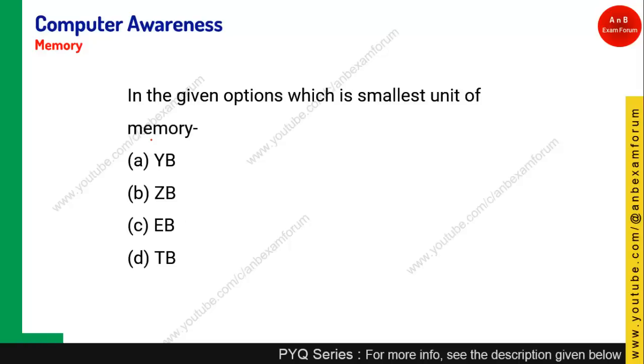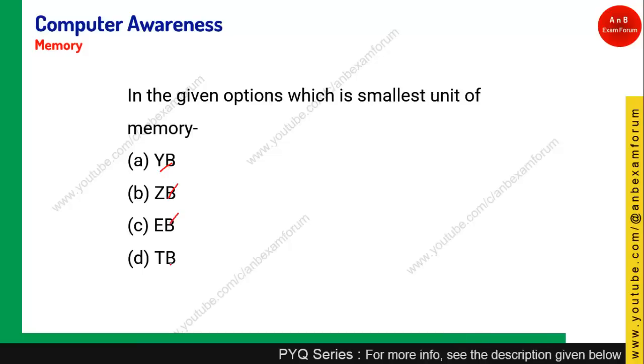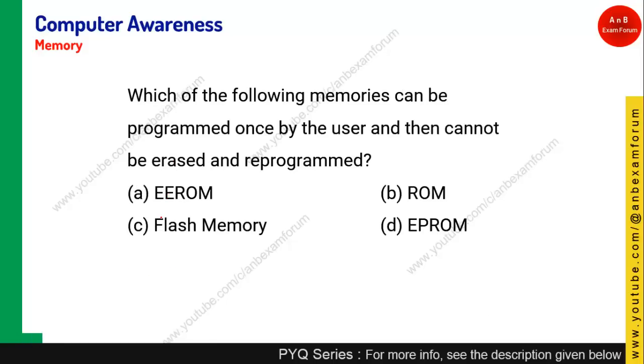Okay. Which of the following options is the smallest unit of memory? YB, ZB, EB, and TB. And we know that TB is the smallest. If you go with that table that we have shown in the first slide, you will come to know that TB is the smallest out of these 4 options. So TB is the right answer.